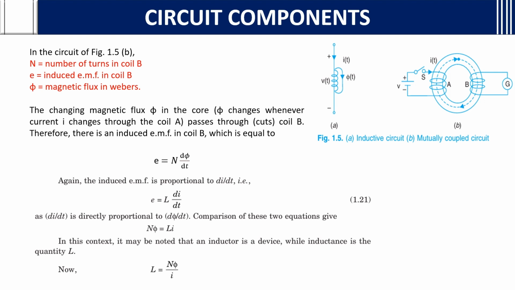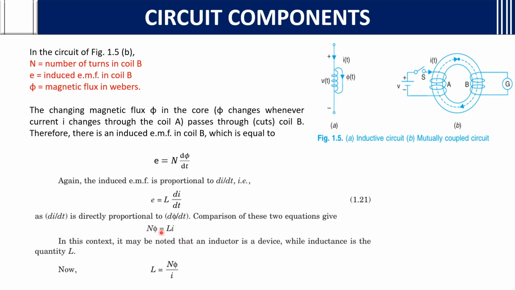Here you can see that E is equal to N dφ/dt, and here E is equal to L di/dt. If you compare these two equations, and they are directly proportional, we can equate both. Why? Because E on the left-hand side is the same E. So Nφ is equal to Li. In this context, it may be noted that an inductor is a device, while inductance is the quantity L.